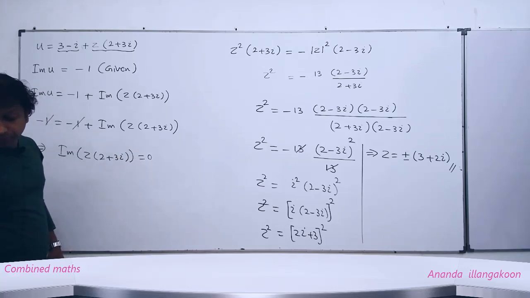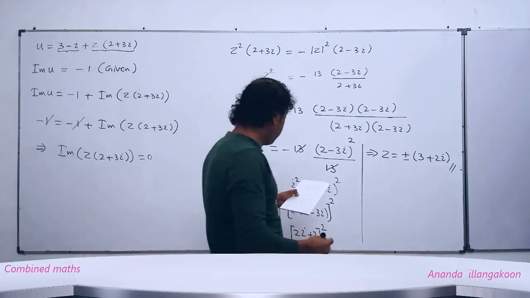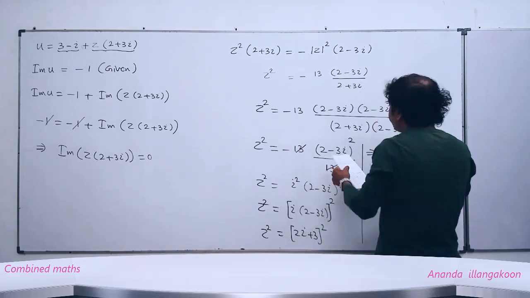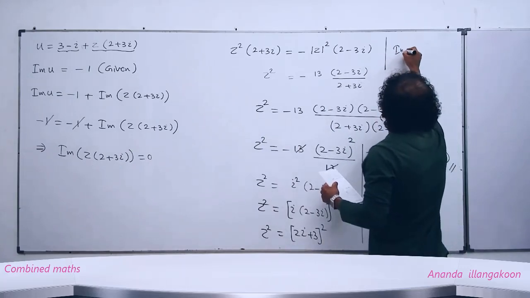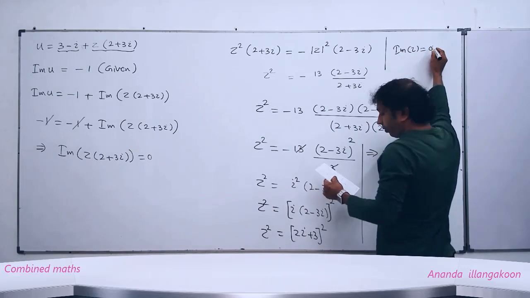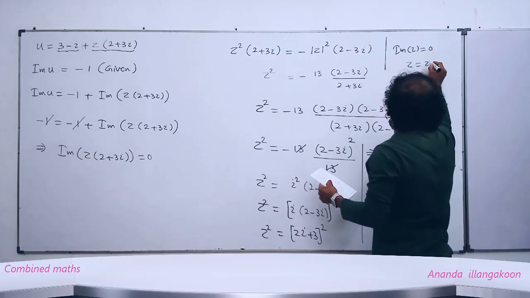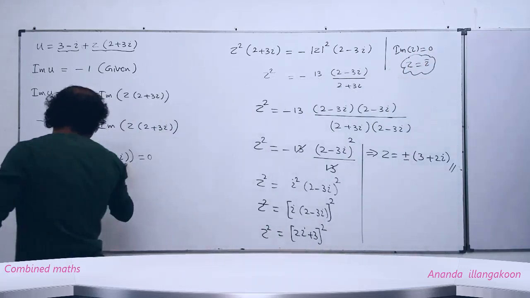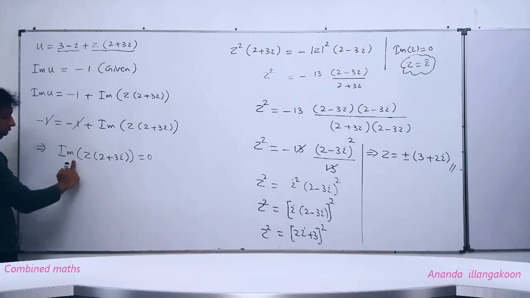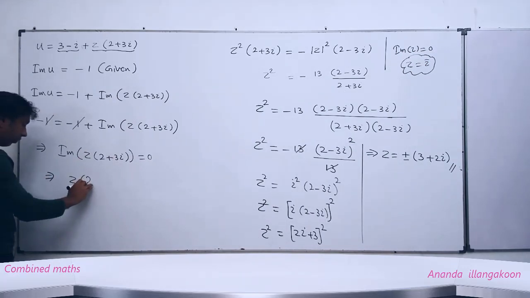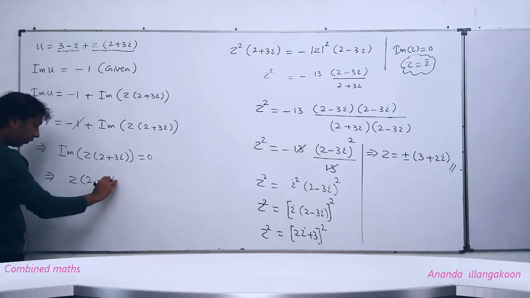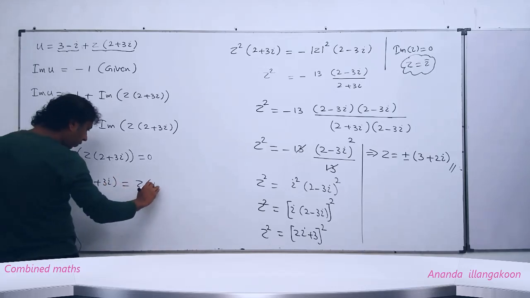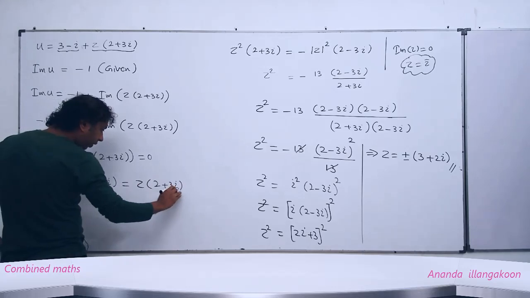Today we proved, people, in the earlier part, if the imaginary part of a complex number is 0, then z equals z bar. This we proved. Therefore, this is the complex number, its imaginary part is 0. Then this complex number is equal to its conjugate. Now this implies z times (2 plus 3i) is equal to its conjugate.